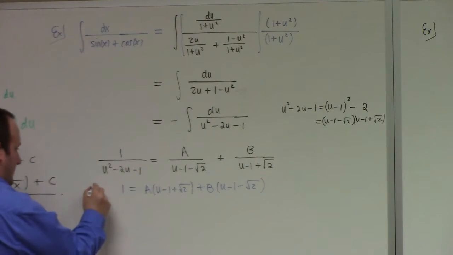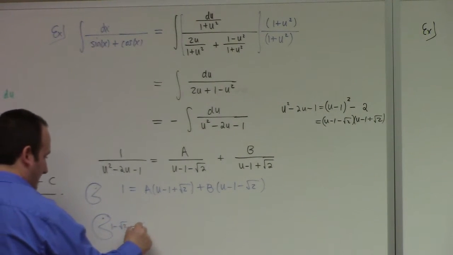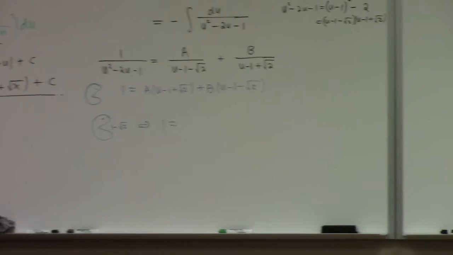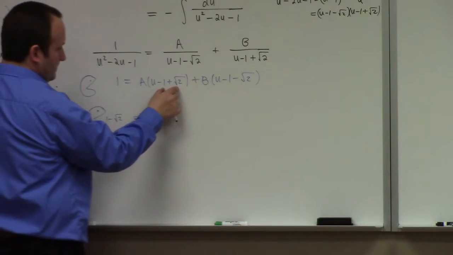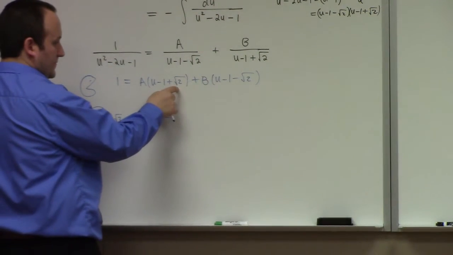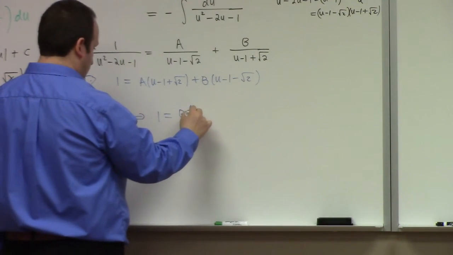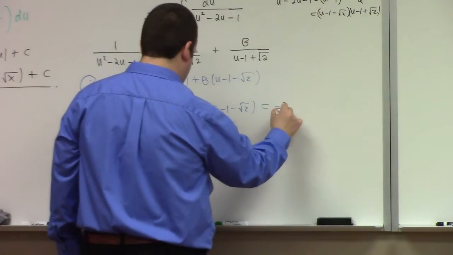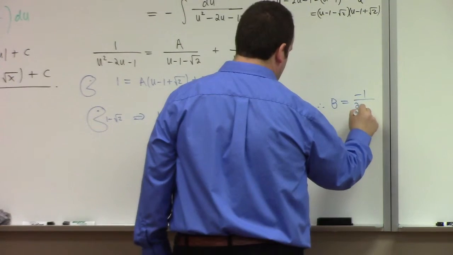Now, if you call this thing Pac-Man, per my custom, then if you let Pac-Man eat 1 minus the square root of 2, what do you get? 1 is equal to what? That makes this term go away, right? This one survives, we get what? So therefore b is minus 1 over 2 root 2.